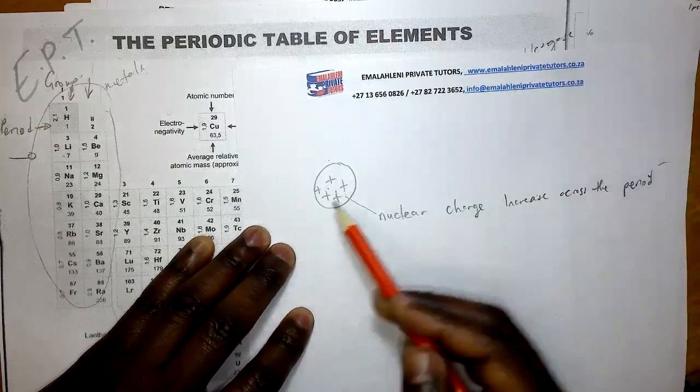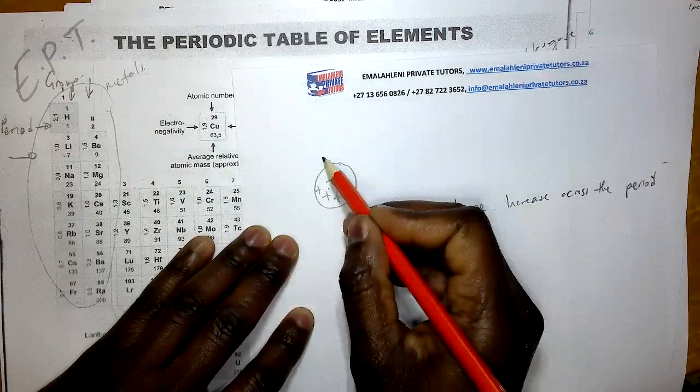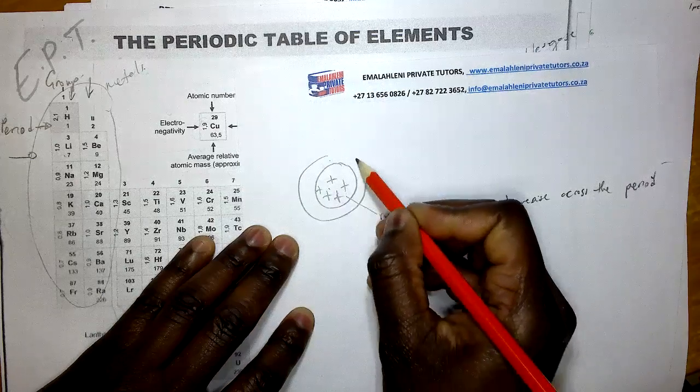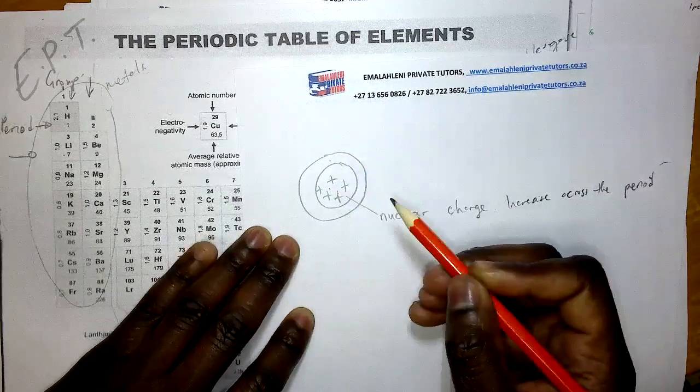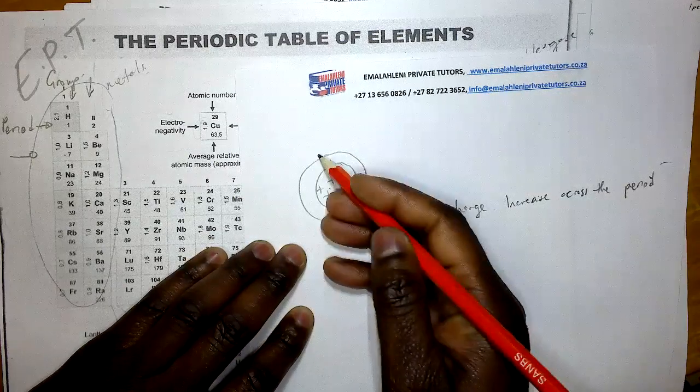So we are saying it increases across the period. That's what you must remember. But now what happens is that we have these outer electrons. So we've got outer electrons that are actually attracted to the center there.